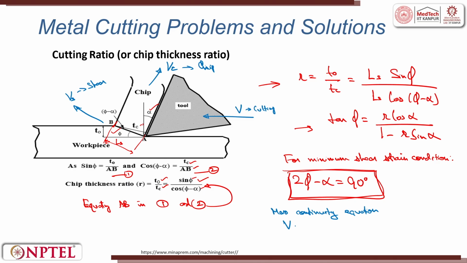that is before cutting, that is cutting speed into the thickness before cutting, uncut chip thickness is equal to the velocity of the chip into the chip thickness. This gives me Vc is equal to V into R. This R is my cutting ratio. This also gives me a relation, that is shear velocity is equal to cutting velocity times cos alpha by cos phi minus alpha. So where has this come from?